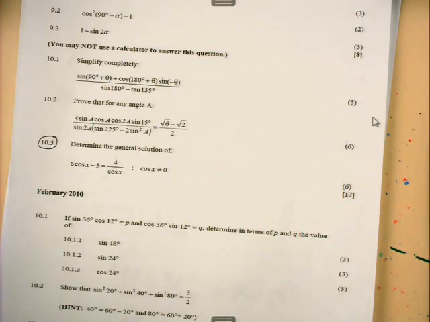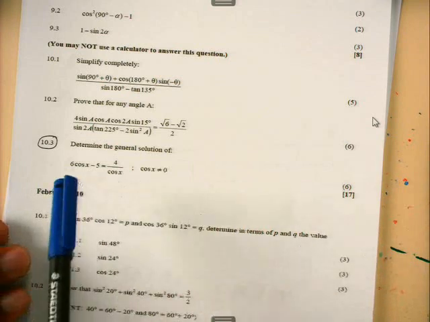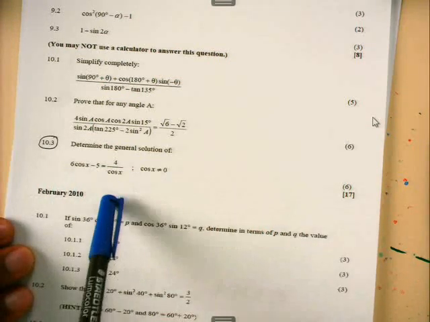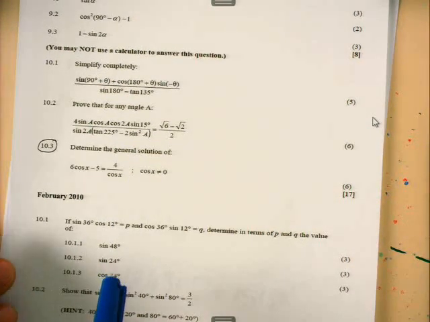Of course, boys and girls, you need to prepare yourself for this type of equation. Of course, if you can get the first one like the one that we did earlier on, that will be a bonus on your side. But you must expect something like the one that we are having here: 6 cos x minus 5 is equal to 4 divided by cos x.